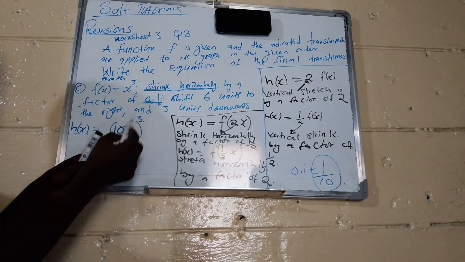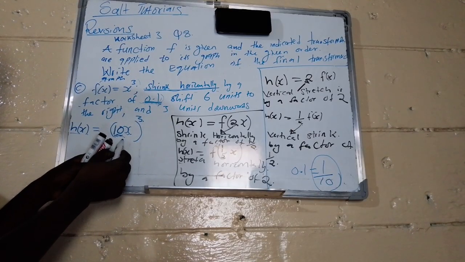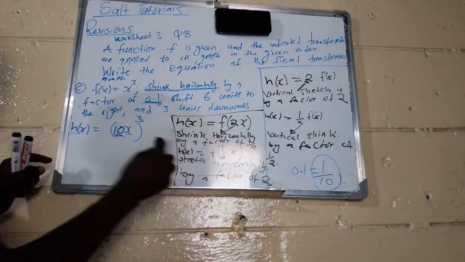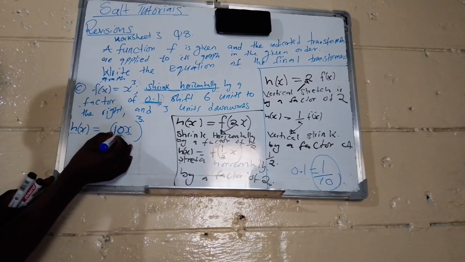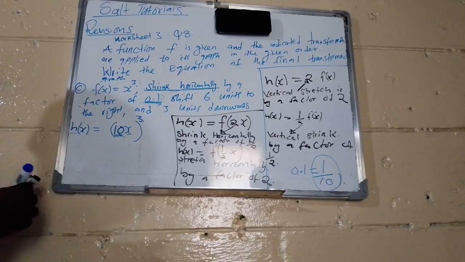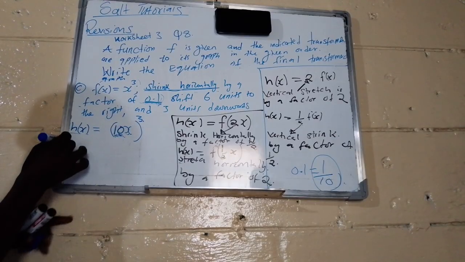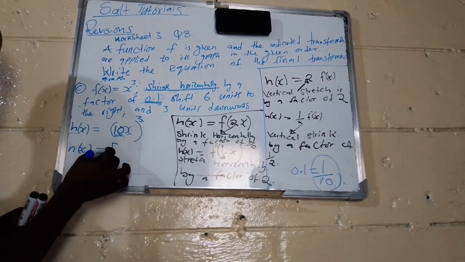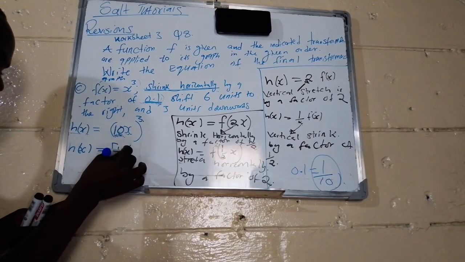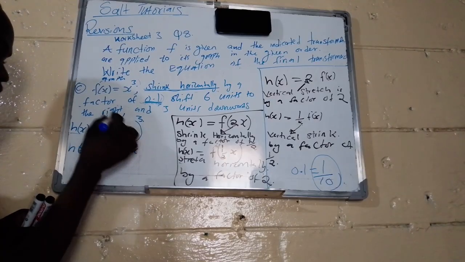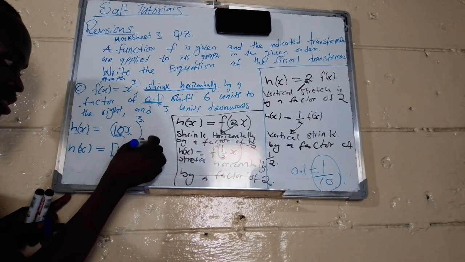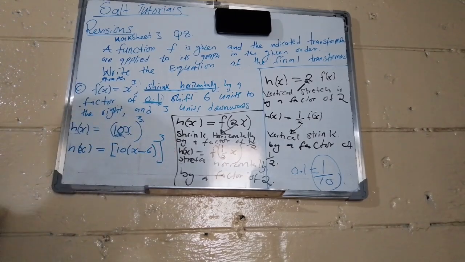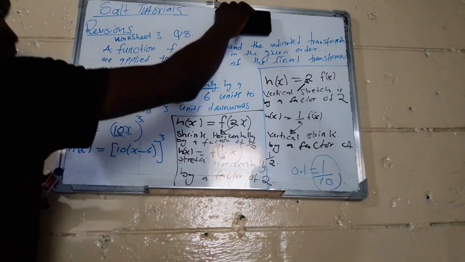So, and then what else are we being told here? We are simply saying that it shifts 6 units to the right. So it means that before I apply this 10, my function should be h of x equal to, open bracket, 10, open another, x to the right means minus 6, you close, and this is power 3. So what am I going to experience now?